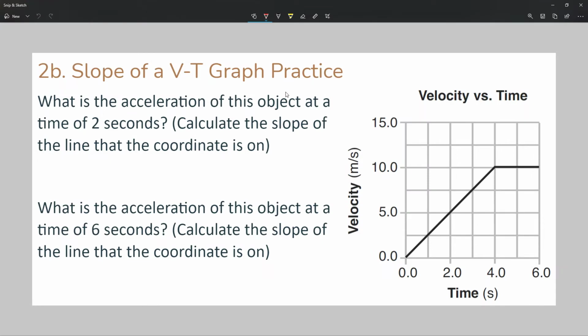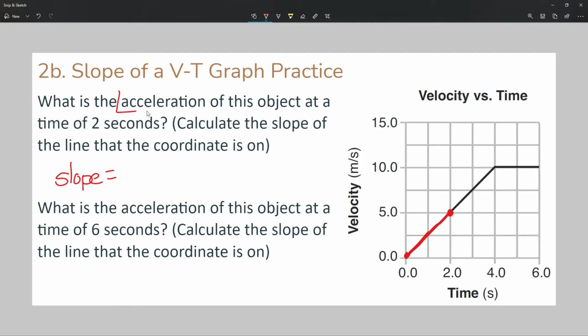So let's do the practice question. Let's say 2b was the acceleration of this object at a time of 2 seconds. So you want to know what the acceleration is at that point in time. Because the acceleration is the slope, we want to calculate the slope here. We're going to take the slope of this entire line. So let's calculate the slope of this line. Actually, we can just calculate the slope from here to over here, and that's good enough. So the slope, again, is acceleration.